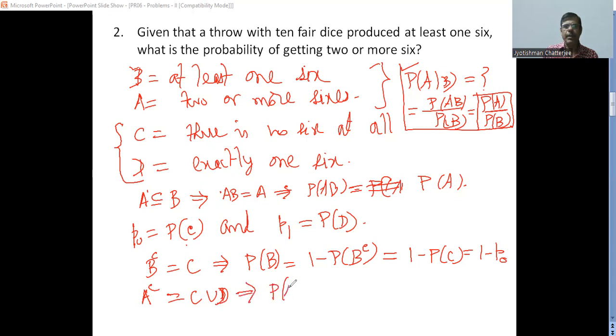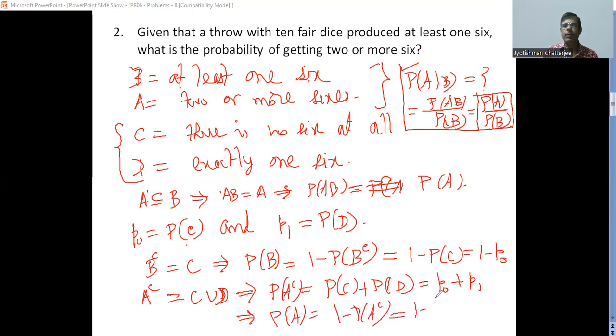So probability of A complement is nothing but PC plus PD, and that is same as P0 plus P1. That means probability of A is equal to 1 minus PA complement is equal to 1 minus P0 minus P1.